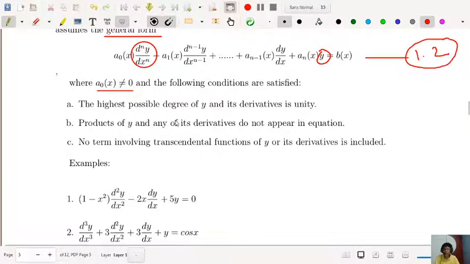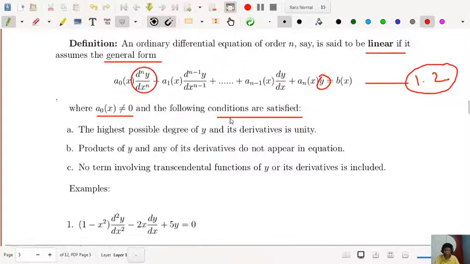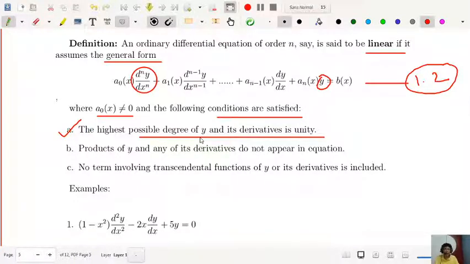So let me just explain this one. How will you identify the linear differential equation? That is a big question. First, the highest possible degree of y and its derivative is unity. Clear? I already spoke about that, and already gave you the example. And the highest possible degree of y. Y is a dependent variable and its derivative. Okay? And x is the independent variable.